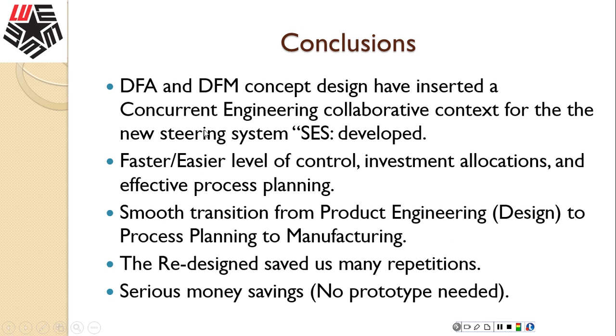So my point is that the design for manufacturing and the design for assembly applied has really shown us some immediate engineering response, meaning whatever we do in terms of manufacturing changes or reducing the number of parts, we can sense the impact immediately. So we have a faster, easier level of control because of the smaller number of parts, and because of the way we have done the design to make it easier for assembly, investment allocations, and effective process planning, because the process planning here is much less complicated.